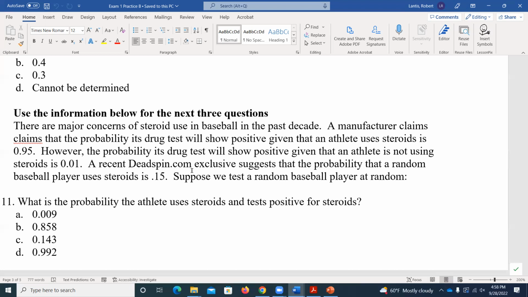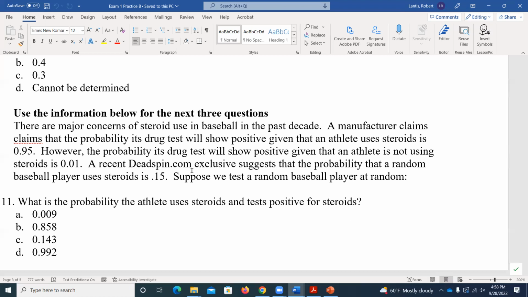Okay? So I am given 3 probabilities, but inherently, knowing these, I will also know 3 others. If I know the probability someone's using, what's the probability of the other state of nature, that they're not using? 0.85. When I add up the probability of the 2 states of nature, they have to add up to 1.